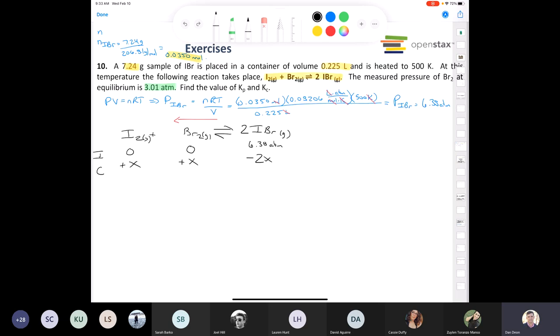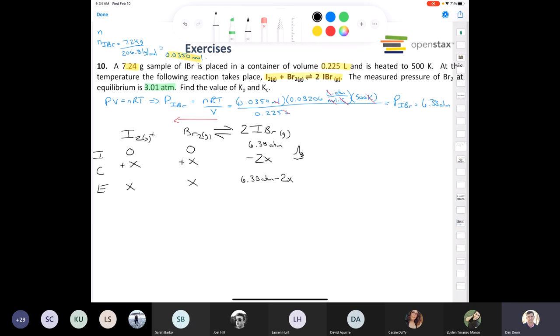Give me a thumbs up if you understand what I just said, the subtract 2x and the add x. Again, it's all related to stoichiometric coefficients, 1, 1, and 2. So if I'm losing 2x, I'm going to gain only 1x for both my iodine and bromine, respectively. So that means at equilibrium, we're going to have x here, x here, and 6.38 atm minus 2x.